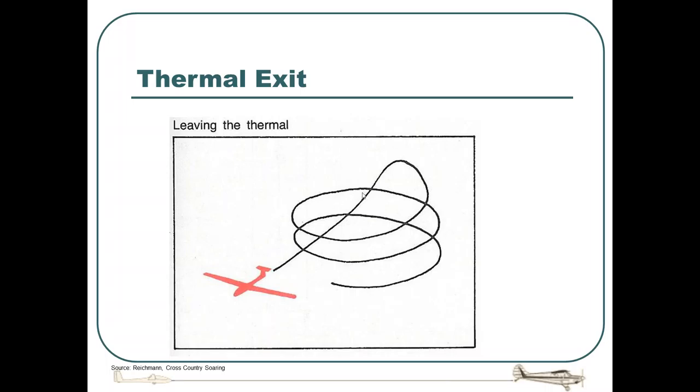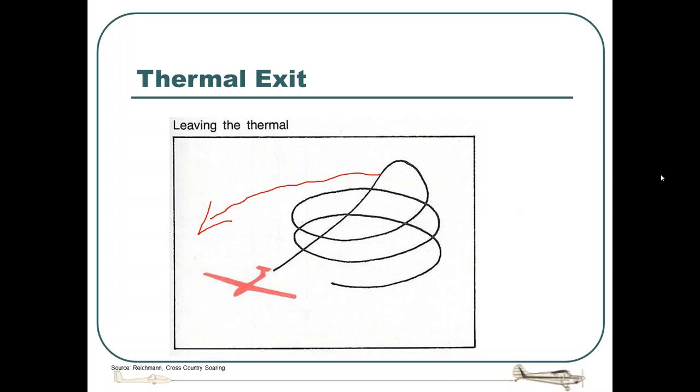So the other way to leave a thermal is to simply level your wings while you're in that turn and just fly straight on out. So you're not actually doing this extra steep pull-up, bank, turn, dive through. What you would do is just keep flying your circle, and then all you do is level your wings and just fly out.